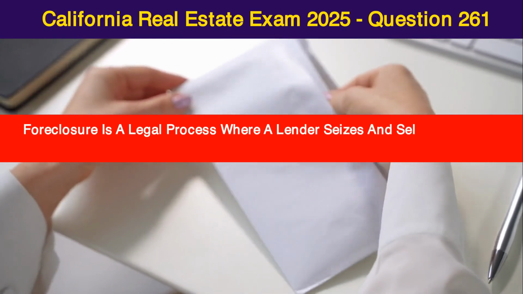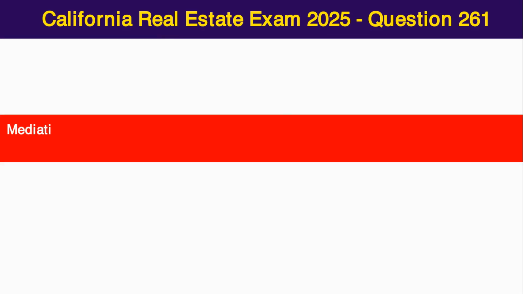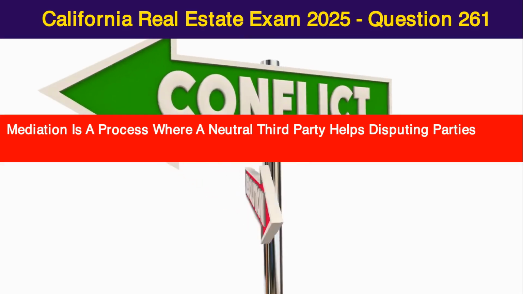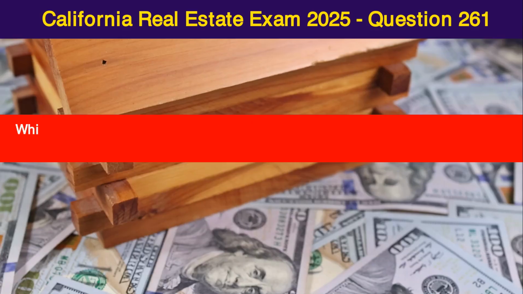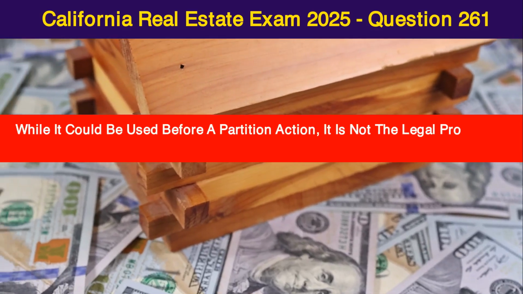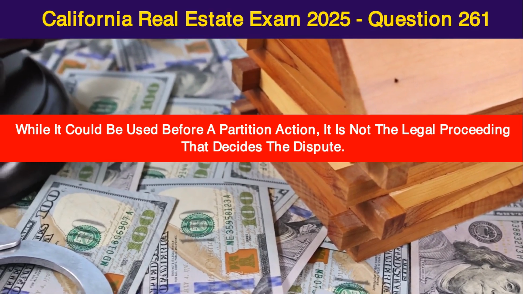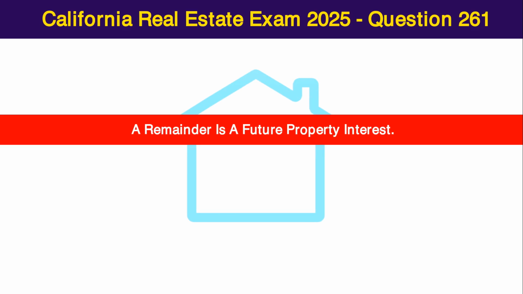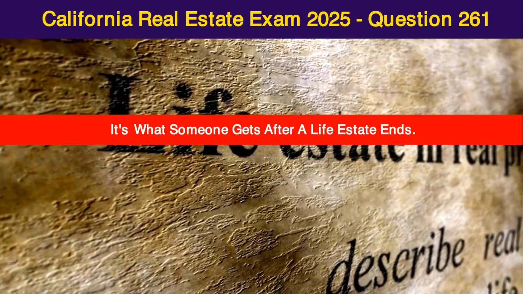Foreclosure is a legal process where a lender seizes and sells property to satisfy a debt. Mediation is a process where a neutral third party helps disputing parties reach a voluntary agreement. While it could be used before a partition action, it is not the legal proceeding that decides the dispute. A remainder is a future property interest. It's what someone gets after a life estate ends.